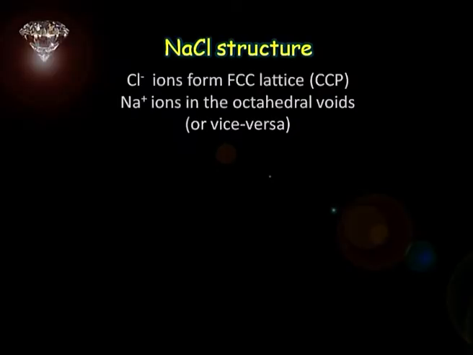Let us see that. To describe the structure of sodium chloride, we just say that the chloride ions form FCC, that is a CCP structure, and sodium ions are in the octahedral voids, or the reverse of it. But normally the chloride ions are written first, because a larger ion will form CCP and the smaller ions will get into the octahedral voids. With these two statements, I have described the structure fully.